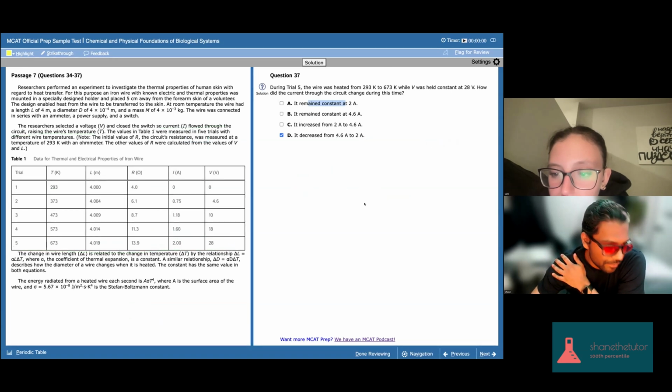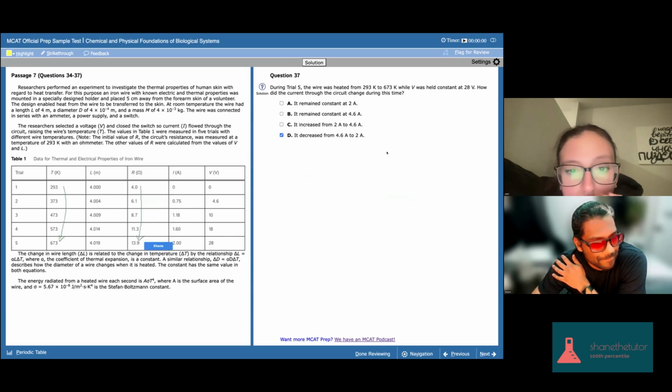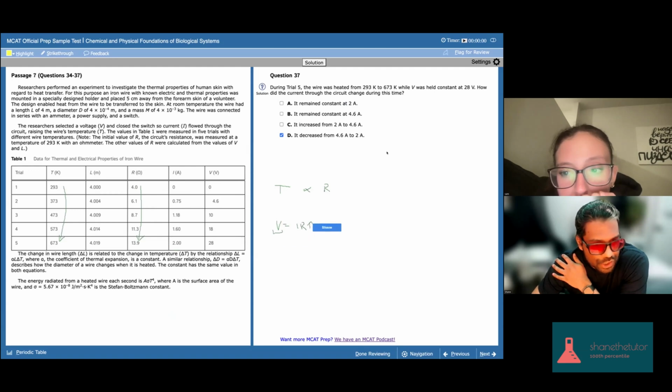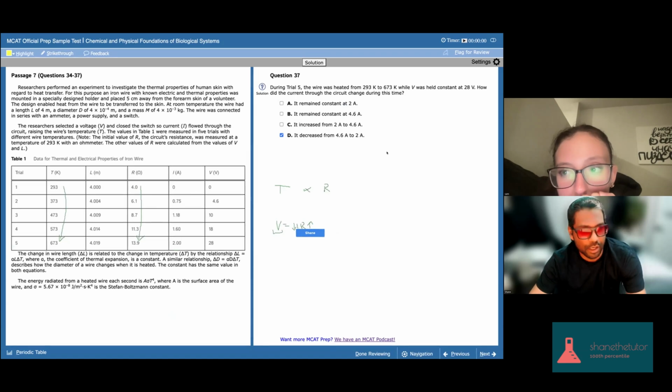I'm gonna look at this completely fresh. So okay, as temperature increases here, resistance increases. Temperature is proportional to resistance. And if V equals IR, and this does not change, but we're increasing the resistance, we should see a decrease in current.